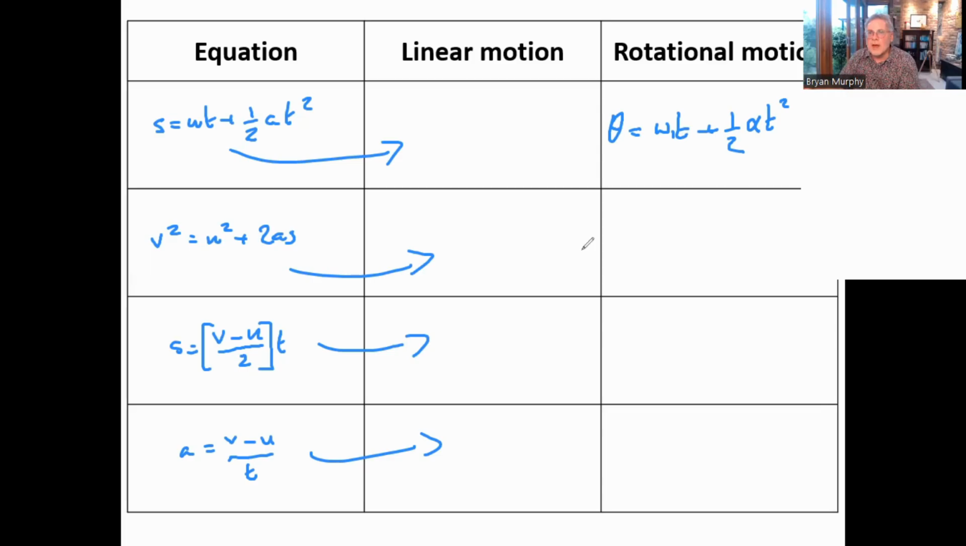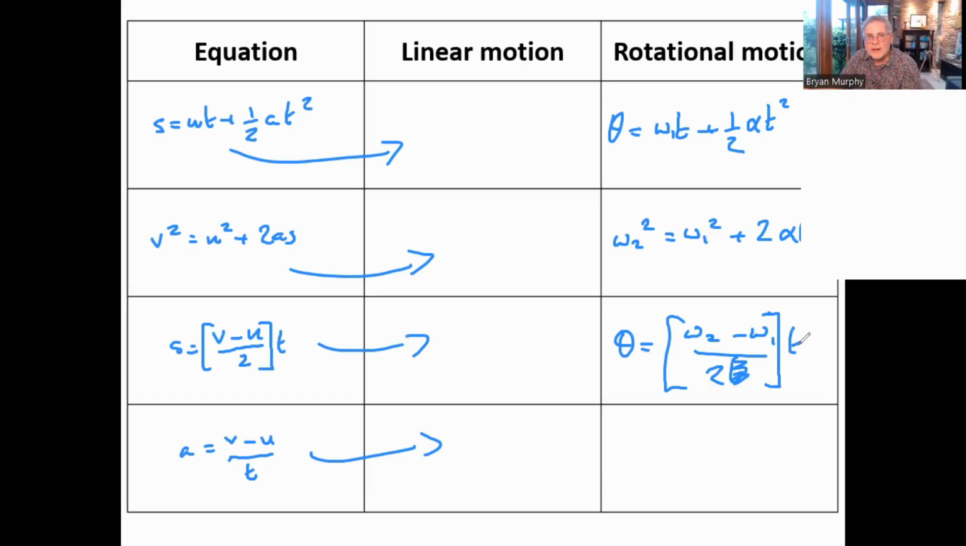Okay, we've got this one, v squared. The analogous one is omega 2 squared equals omega 1 squared plus 2 alpha theta. Okay, I think you're getting the hang of this, and it's not very difficult. Theta equals omega 2 plus omega 1, divided by 2, multiplied by the time t, like that. Okay, the next one, alpha, the acceleration, is omega 2 minus omega 1 divided by t, the time taken.